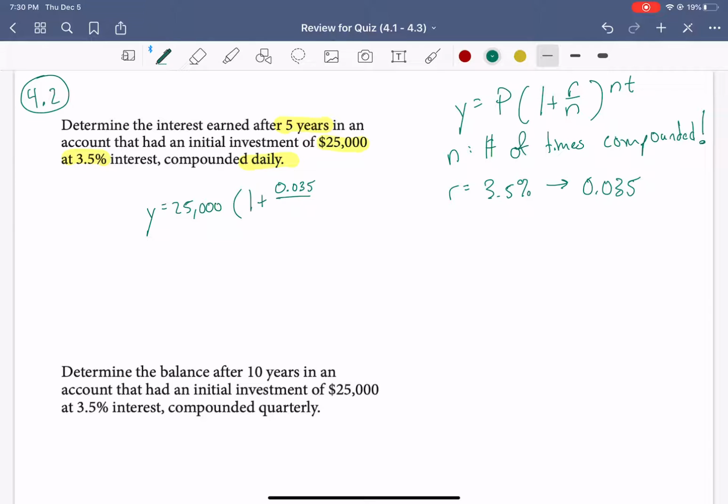All right, and then now we have to figure out n. That's the number of times compounded. It says compounded daily. So for us, that means 365 days. And then we put n up here as well. But up here, we have to multiply by our t, which is the number of years. So here that means 5 years. It's going to be a huge number, right? We're going to plug this right into the calculator.